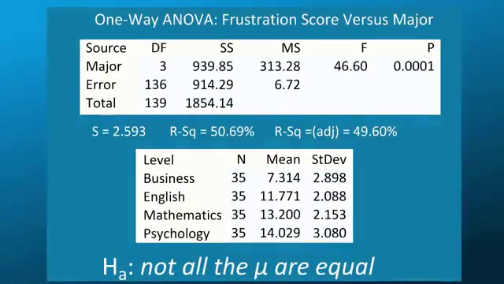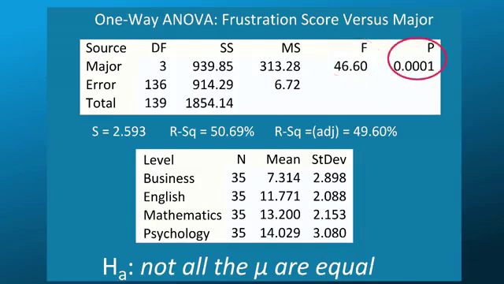Here are the results of the analysis of variance for Country 2, testing the relationship between major and frustration score. The F statistic, circled in red, is 46.6. Since we know this is the variability among sample means divided by the variability within groups, this large number suggests that the variability among sample means is much greater than that within sample groups.